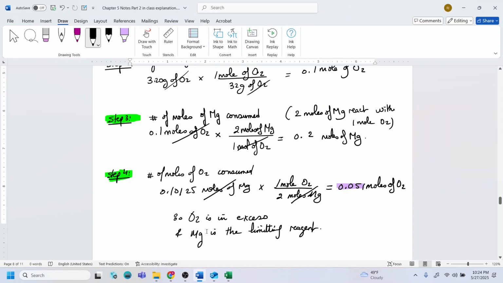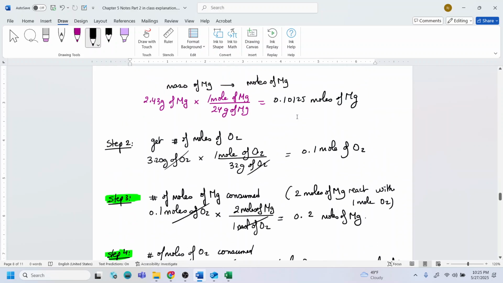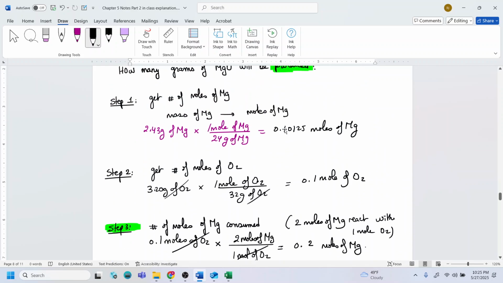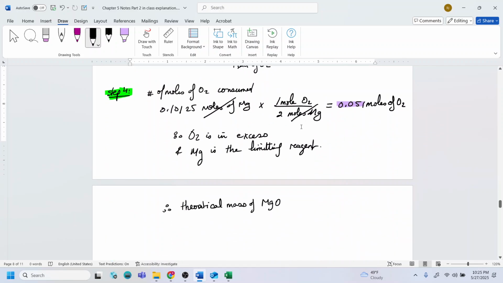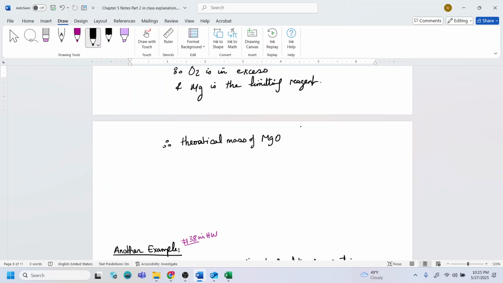So now, since I figured out the limiting reagent, I need to use the moles of the limiting reagent in order to get to the mass of the product. And the moles of the limiting reagent is not the ones that are consumed, you guys. The moles of the limiting reagent is the one that I already calculated from step number 1. So this is the magnesium, and it's going to be 0.10.